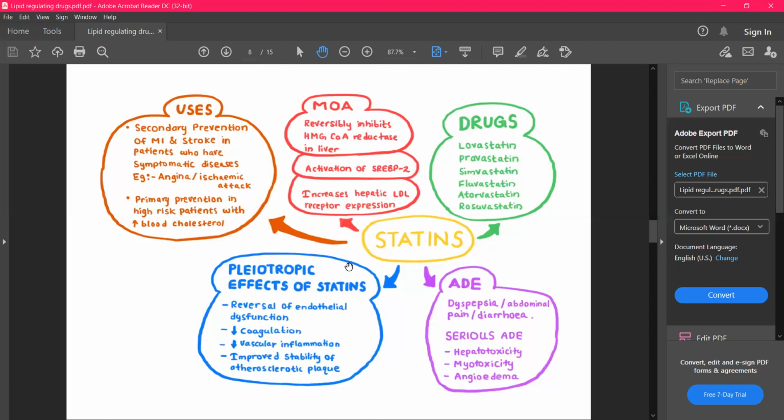Why am I going into pharmacokinetic details? Because statins are the most commonly used drugs. So it's better to just know these, okay?